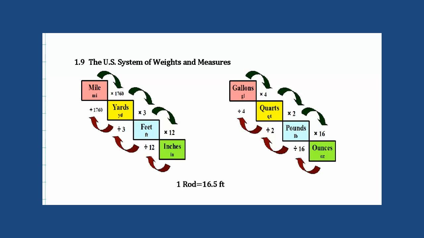If you want to change from miles to yards, you should multiply by 1760. If you want to change from yards to feet, you must multiply by 3. If you want to change from feet to inches, you must multiply by 12. But what if you want to change from yards to inches? You must multiply by 3, then multiply by 12 also.